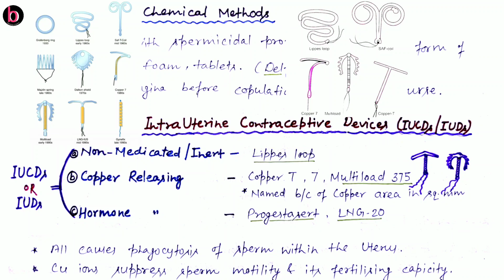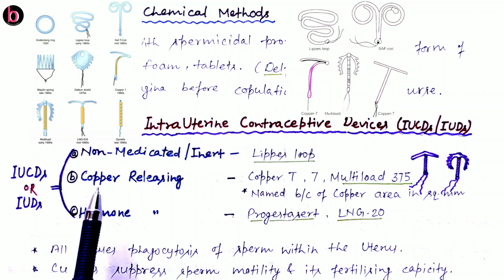These are the examples, and all these examples of IUDs are very important. Now, what is performed by these IUDs? All these IUDs cause phagocytosis of sperm within the uterus. Phagocytosis you can simply understand as killing or death of sperm by these IUDs.